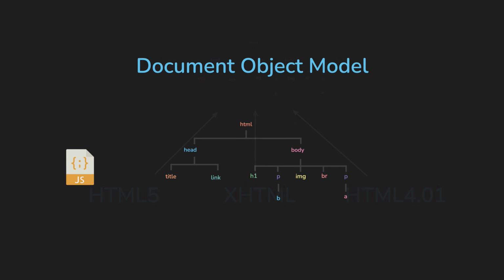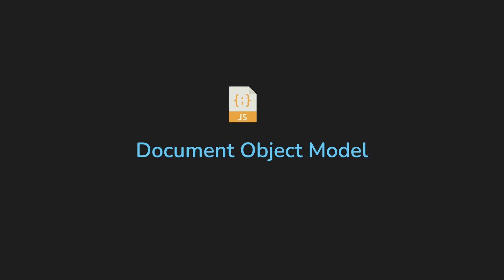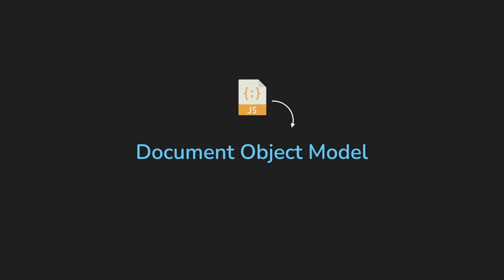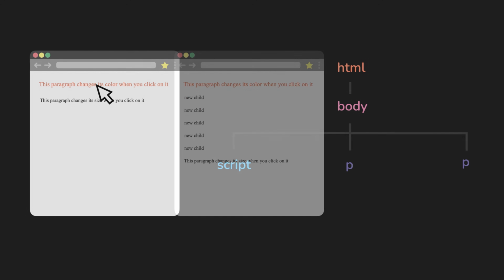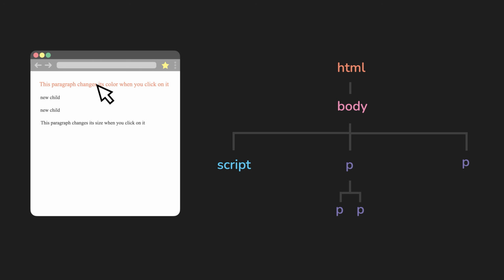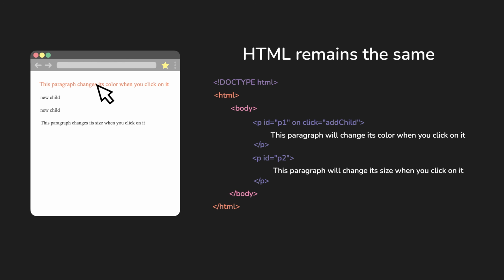When we learned about how JavaScript manipulates the DOM, think about why I said manipulates the DOM and not the HTML. If we write some JavaScript code to create a new child under this paragraph element whenever we click on it, you can see that the new child will appear on the DOM each time we click it. But the HTML remains the same.